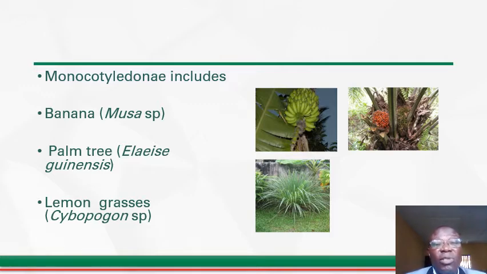Examples of the monocotyledonae include the banana, the scientific name is Musa. We have the palm tree, the scientific name is Elaeis guineensis. Then we have the lemongrass, and the scientific name is Cymbopogon. They are examples of the monocot plant. As you can see on the right hand side of this slide, we have the banana there, the palm tree with the seed, and then the grasses, which is the lemongrass.